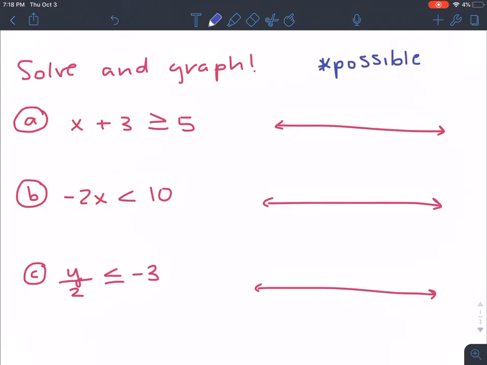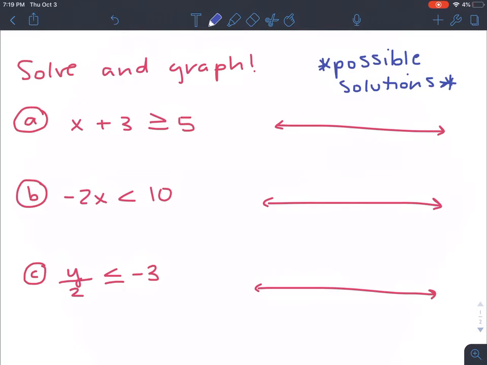So I know it's probably tempting to go through and just copy this down when I do it, but again, pause the video, try to do these on your own, and then check them in a second. Okay, so welcome back. Let's go ahead and go through and solve these.